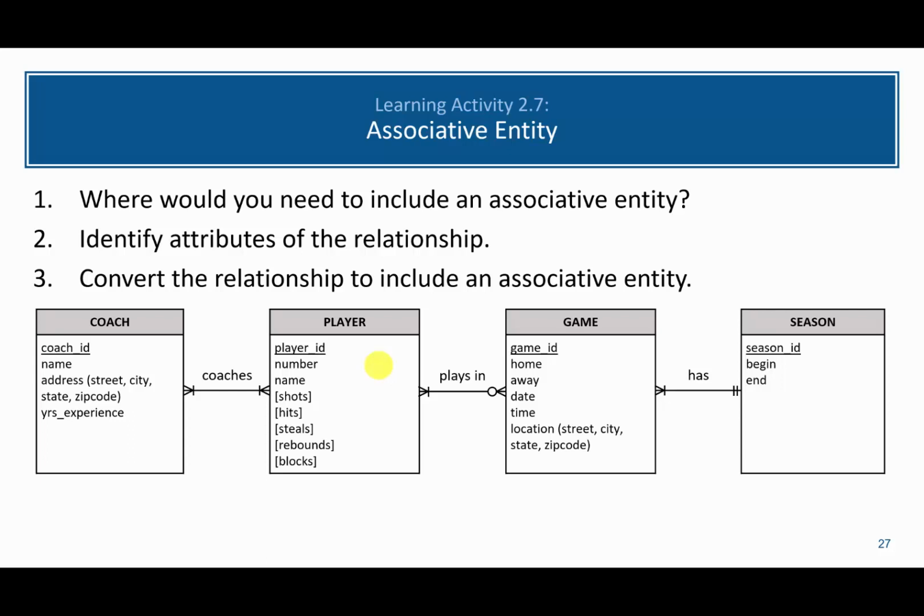All right, welcome back. So where do we need to include an associative entity? Well, we need to include an associative entity between coach and player because we have a many-to-many relationship, and between player and game because we have a many-to-many relationship. So between player and game, I'm going to create an associative entity. I'm going to do my best to round the edges here. And I'll connect them with a straight line between player and game to that.